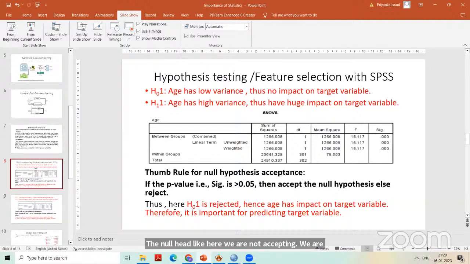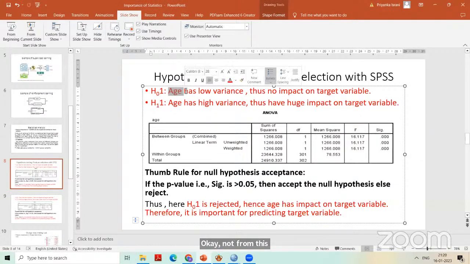So here we say that H0 is rejected. The null hypothesis says age has low variance and has no impact on the target variable. We are rejecting this hypothesis with low variance. We are accepting the alternate hypothesis H1, and we are saying that age has high variance, thus has a huge impact on the target variable. From this analysis, we have understood the importance of the feature age in predicting heart disease. Is it clear? Okay. So this was the one hypothesis.